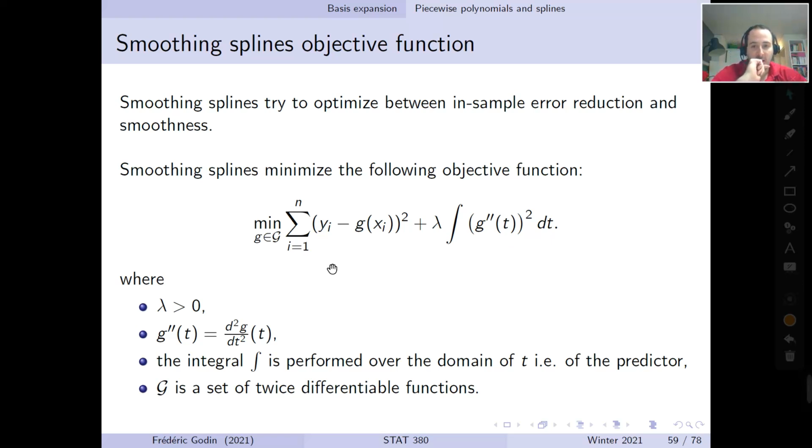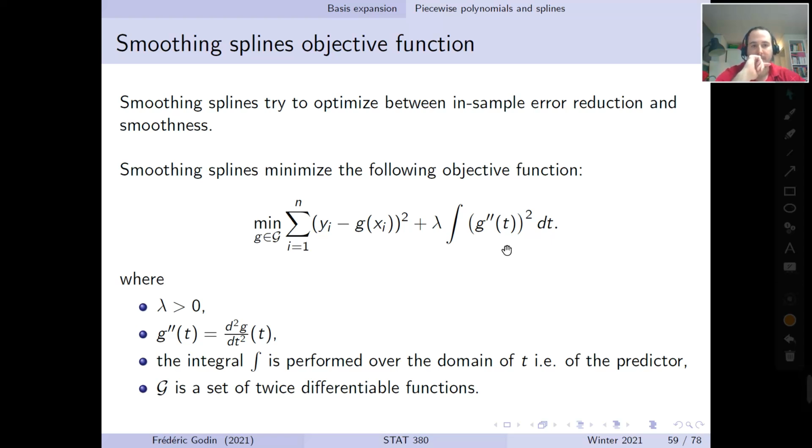across all functions g the sum of squared prediction errors in our training set, plus this penalty term, which is plus lambda, some constant, which will represent the intensity of the penalty, times the integral over t. So t is all the possible values of the predictor, so you can think of t as x instead. It's the predictor. And what you have inside the integral is the second derivative squared. Here lambda will be a constant greater than 0.